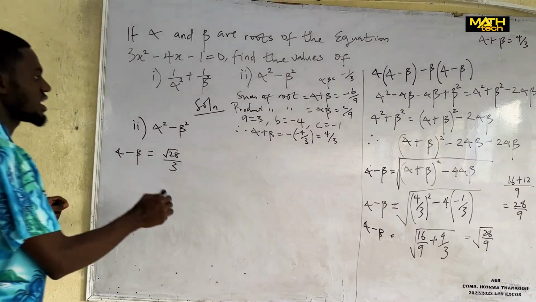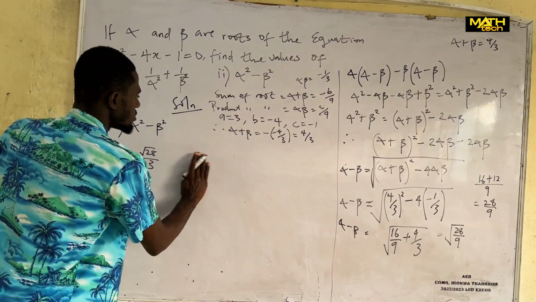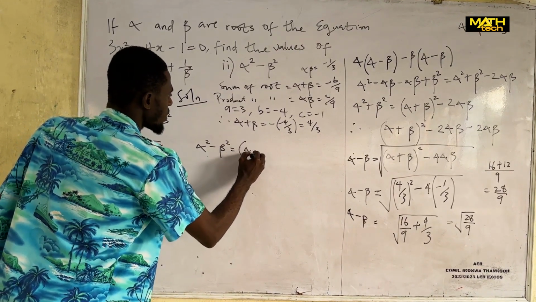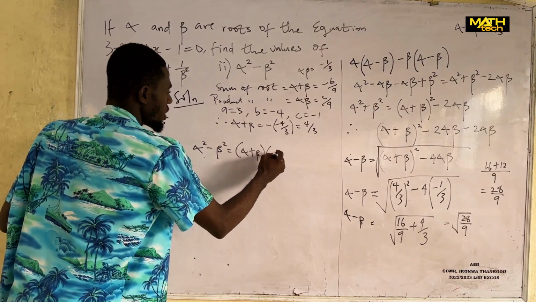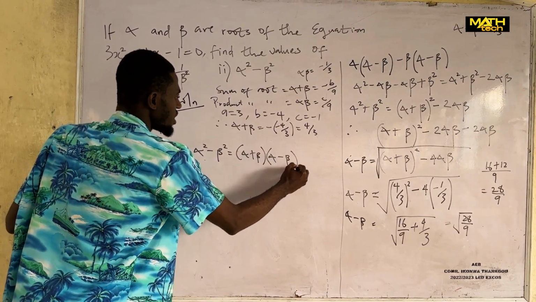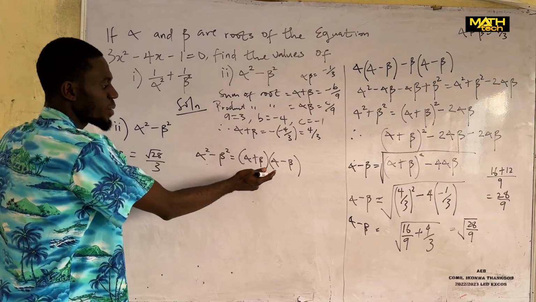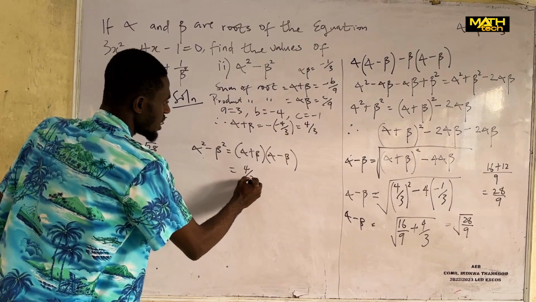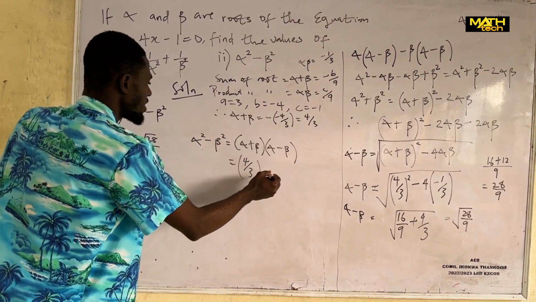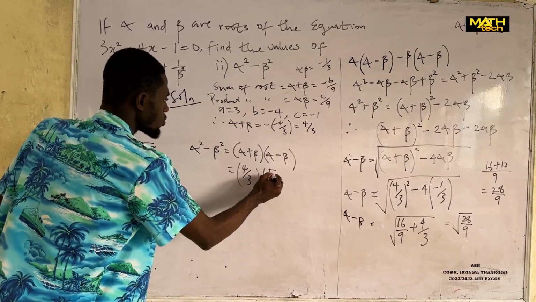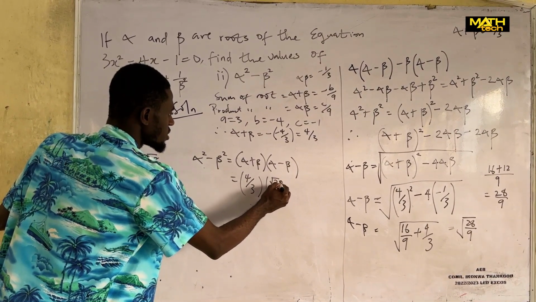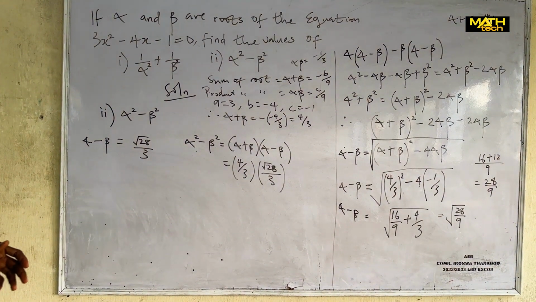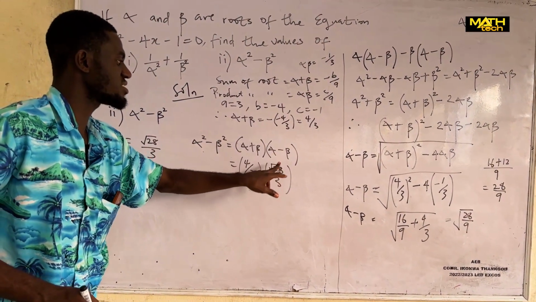And don't forget, we said that alpha square minus beta square is equal to alpha plus beta, which is the difference of two squares, times alpha minus beta. So we've gotten our value of alpha plus beta to be 4 over 3. And the value of alpha minus beta is the square root of 28 all over 3. So this is this and this is this.